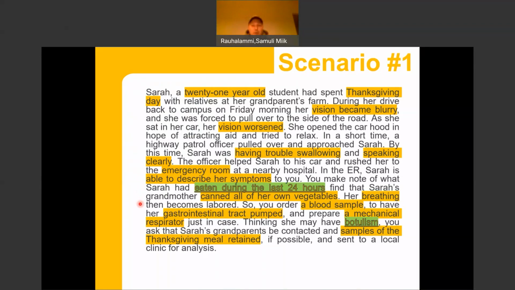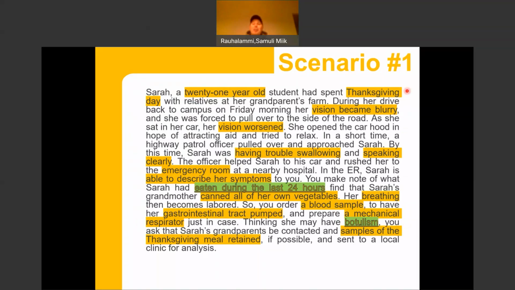Sarah's breathing becomes more difficult. We do blood analysis, get the GI tract pumped empty, and are prepared that Sarah might need to go into mechanical respirator. Not a pleasant experience if one ends up having to need that. The diagnosis that we come up with is that it's likely to be botulism, and we asked Sarah's parents to save some of the contents of the Thanksgiving meal, especially the canned vegetables, and send them for analysis.